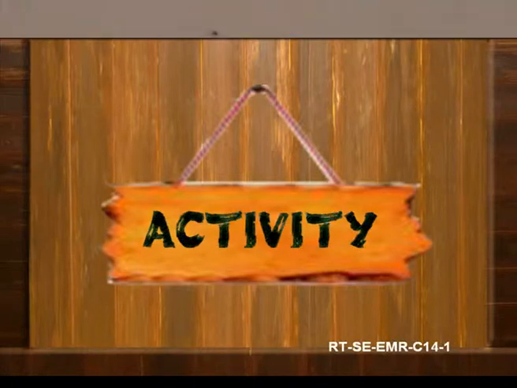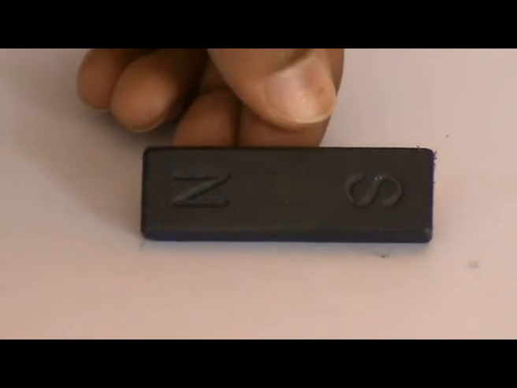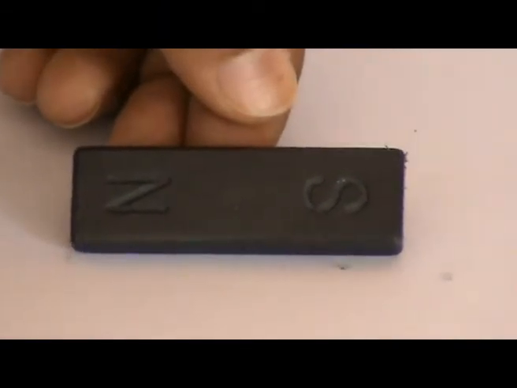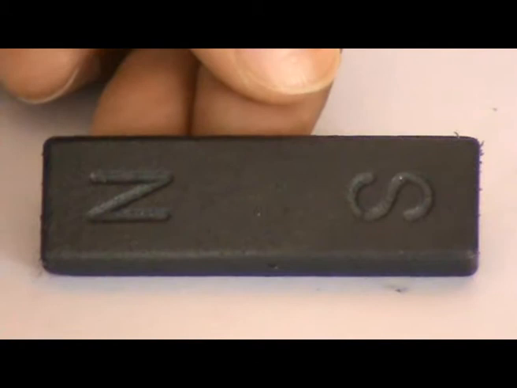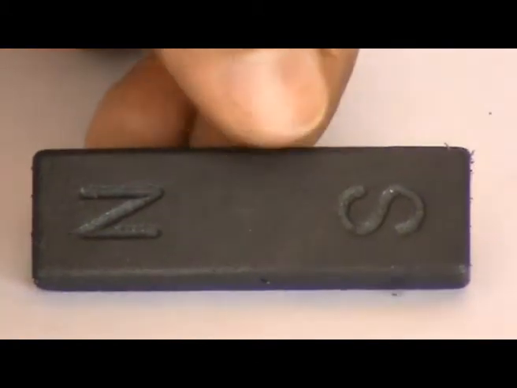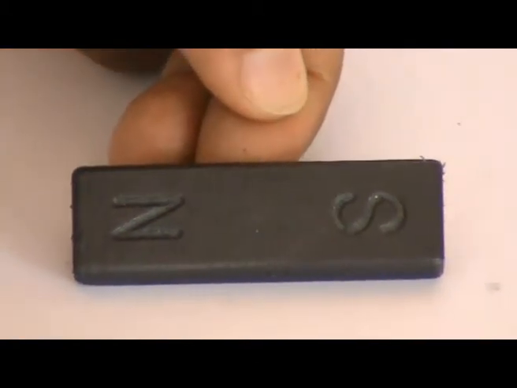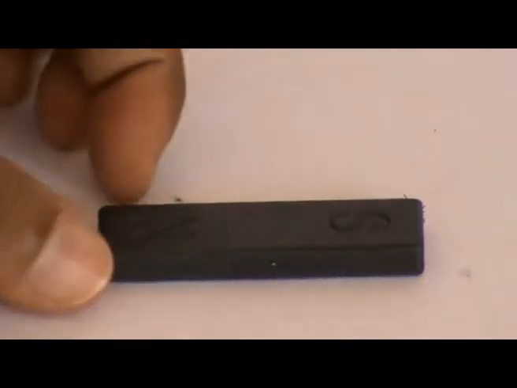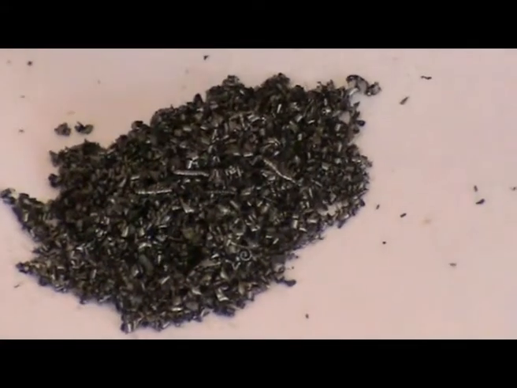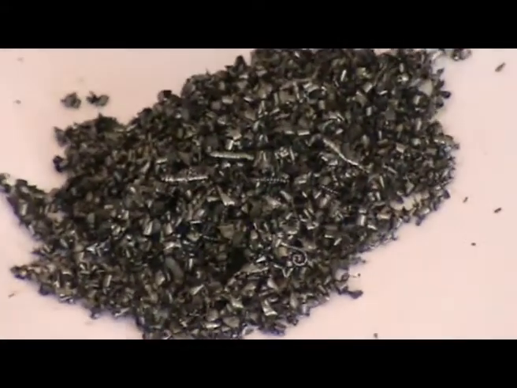Dear children, here is an activity. Take a bar magnet and place a thin sheet on it. Sprinkle iron filings on the paper. Observe that the iron filings are arranging themselves in a particular pattern.